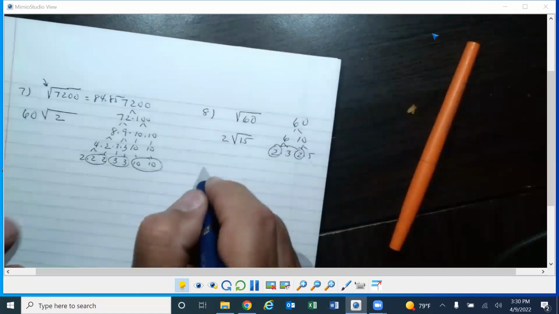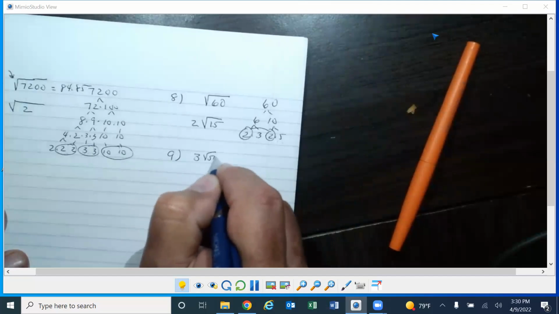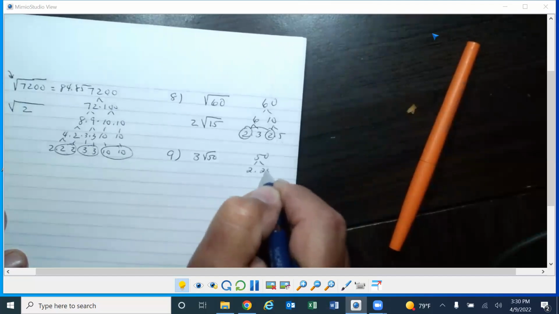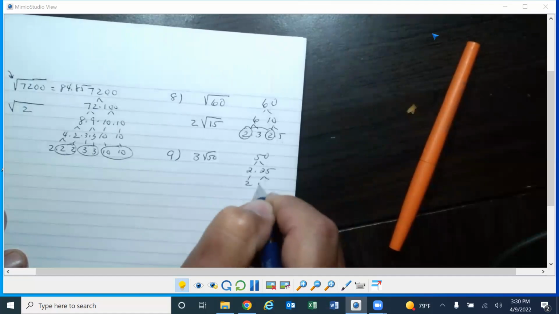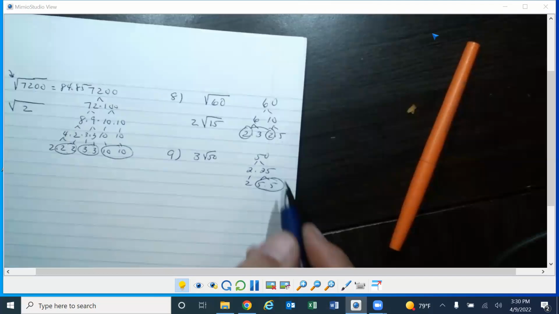Number 9, and we'll put number 9 right here since it's another small one. 3 square root of 50. Again, we're going to take 50. What 2 numbers give me 50? 2 and 25. 2 and 5 and 5. And there's my pair.